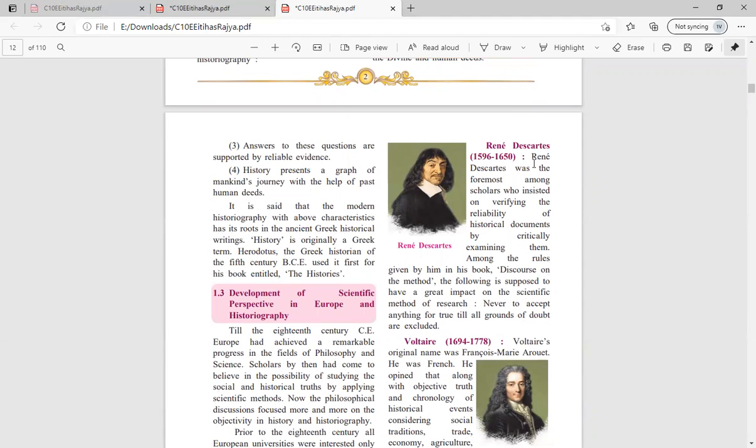Rene Descartes. The answer starts from here: Rene Descartes was the foremost among scholars who insisted, as we saw, that historical documents should be verified and critically examined. And in which book did he write this? He mentioned this in the book Discourses on the Method. He also said never to accept anything as true, do not believe anything to be true until all your doubts have been excluded, that you have no doubt regarding that particular thing. So this entire part would again be your answer.